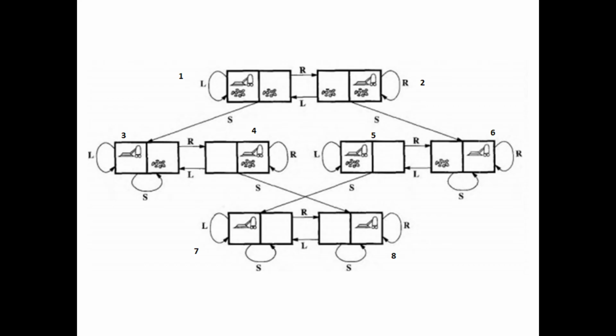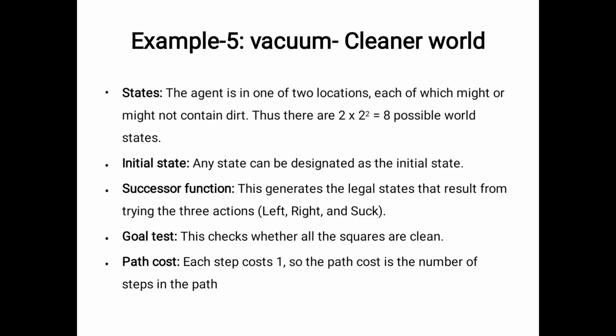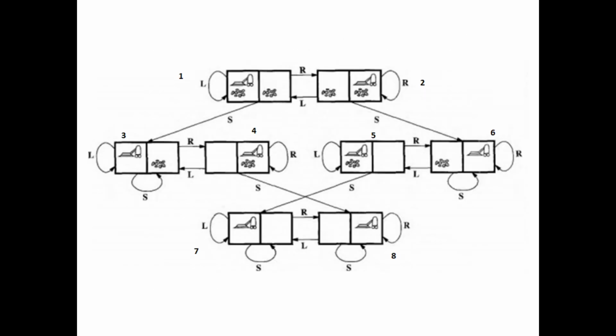Okay, so this is the example of the vacuum cleaner. This is the solution of the vacuum cleaner world. So here the agent is in one of 2 locations. Here we have 2 locations, room A and room B. That's why each of which might or might not contain dirt. Whether dirt is there or not, here there are 2 into 2 squared, equal to 8 possible world states. Please observe the 8 possible states. So this is the solution for the problem vacuum cleaner world in artificial intelligence.